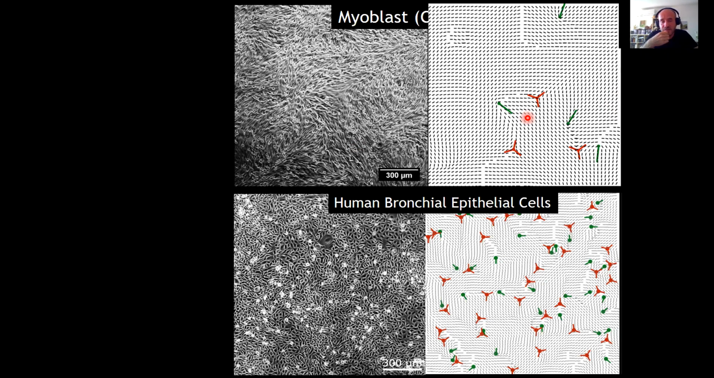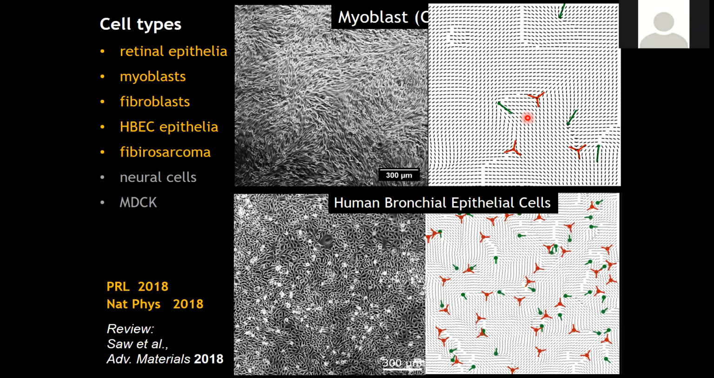The elongation axis of cells is much smaller, right? But still, the orientational analysis reveals the same pattern. And actually, it's not specific only to our cell.